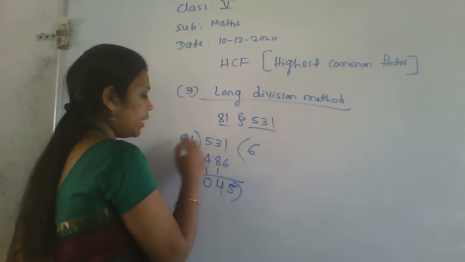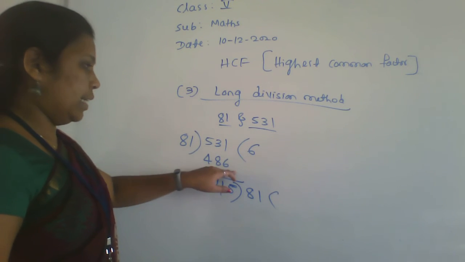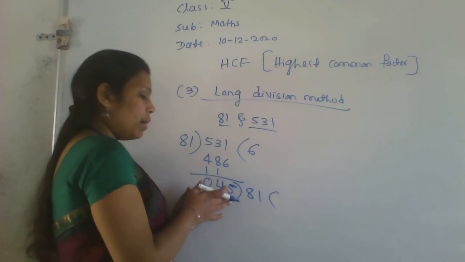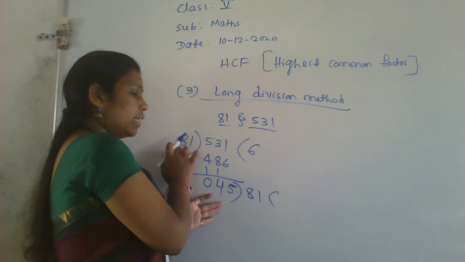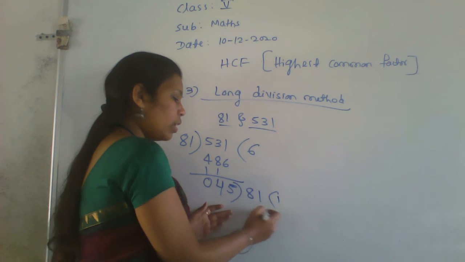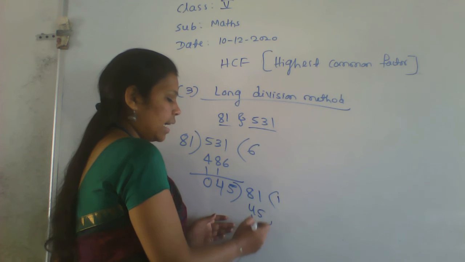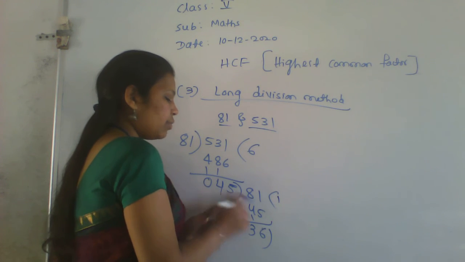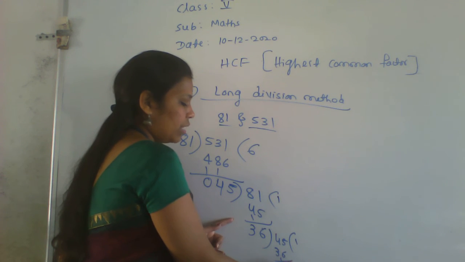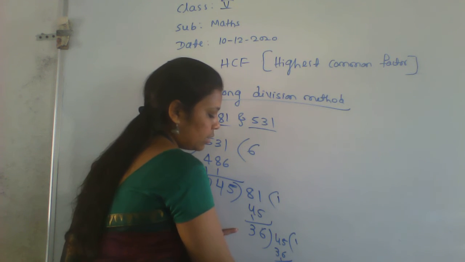Again take this 81 here. First, 81 6s are 486. So again, using that number, divide 81. Take this 81 inside. Now divide by 45. 1 times 45, you only take here. 81 minus 45 is 36. Again divide this 45, take this inside. 36 ones are 36. 45 minus 36 is 9. Next, 36. 9 fours are 36. Here 0.